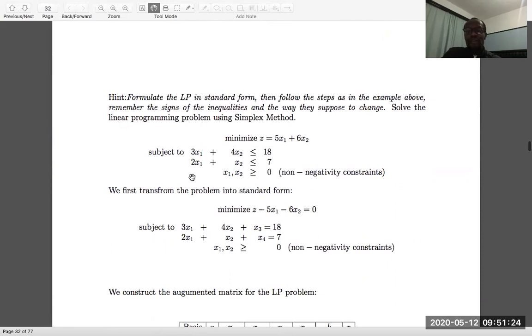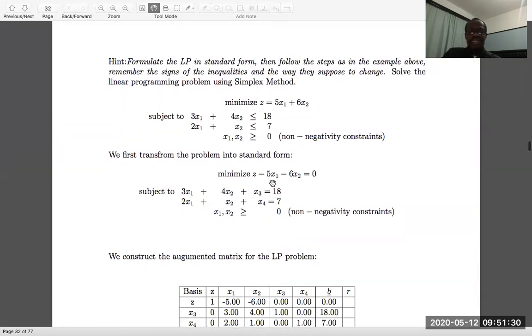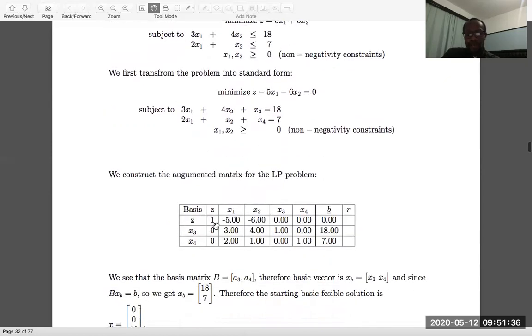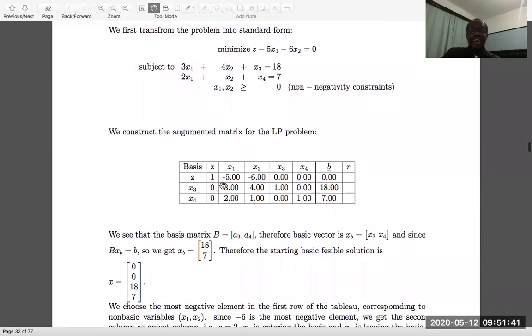If you are given a minimization problem like this, you first transform it, i.e. rewrite it like this, and then you introduce your slack variables. Of course, this is less than, so you introduce x3, x4, and then you put it in a tableau like this. And again, you look for what? You look for the most negative number on the top here. So what is the number there?